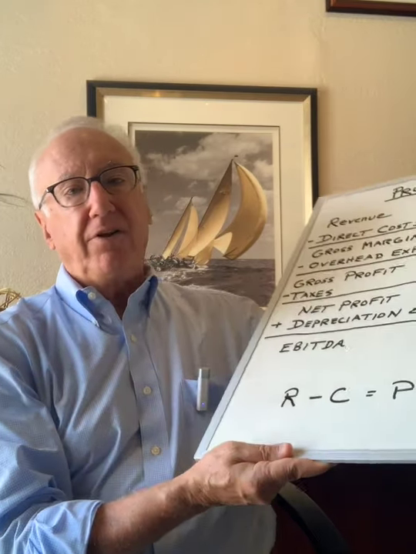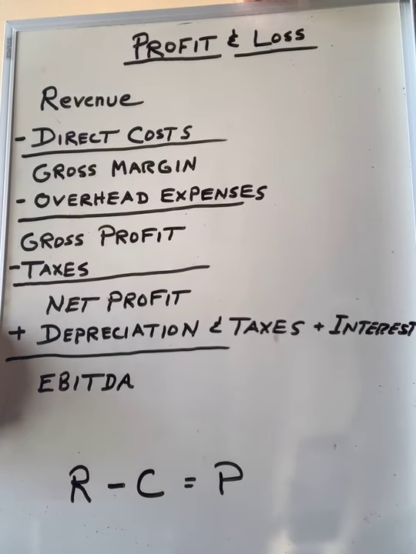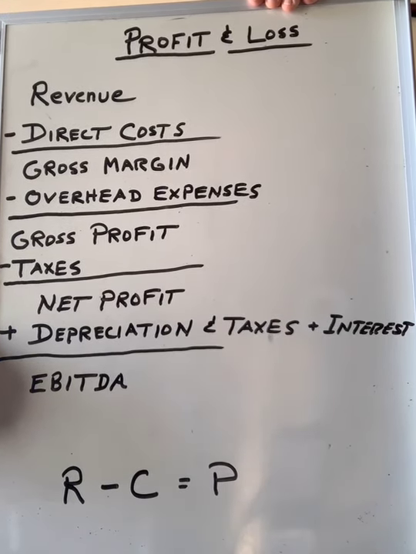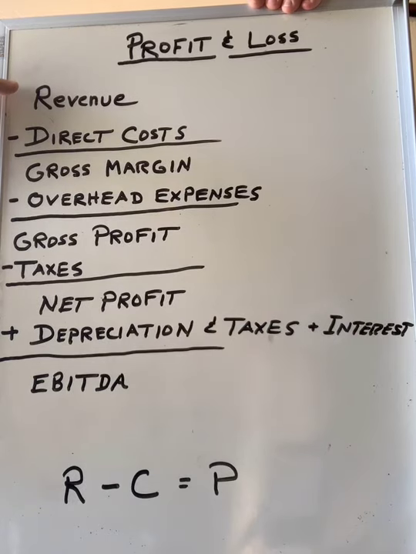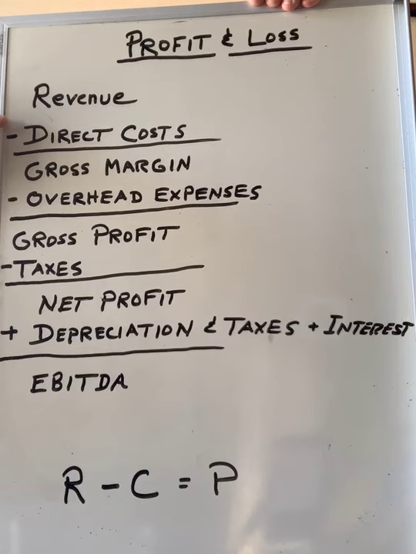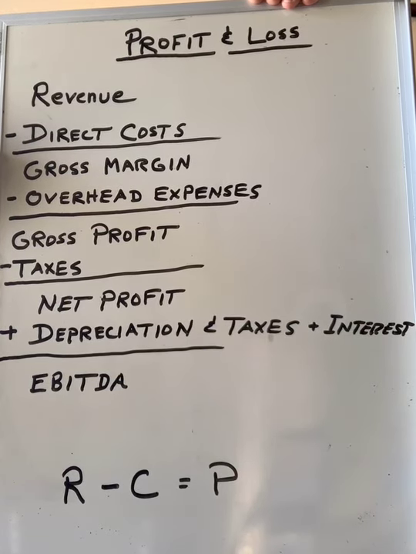So anyway, I decided to write all this down because I know if you see it, it's going to be a lot easier to remember. Okay. So at the very top, profit and loss. The very first number that we have, revenue. The next number is direct costs, with a little minus sign there because we're subtracting. And that leaves us with our gross margin.